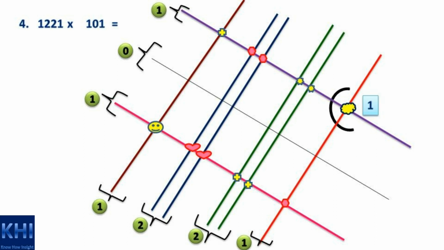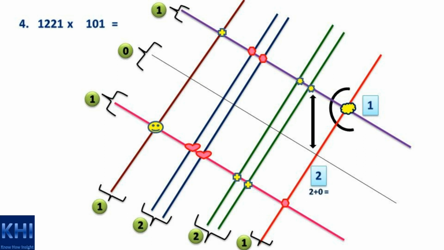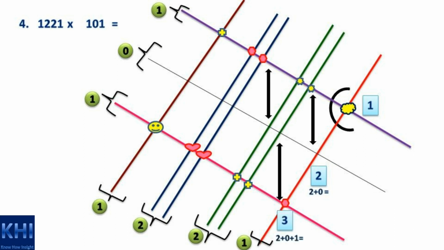So the intersecting point at the rightmost side gives the last part of your answer. Here you have only one intersecting point at the rightmost side. So last part of your answer is 1. You have 4 set of lines in the middle part. Since 0 line does not have any intersecting points, 2 plus 0 is equal to 2. Now next set of intersecting points, 2 plus 0 plus 1 is equal to 3.